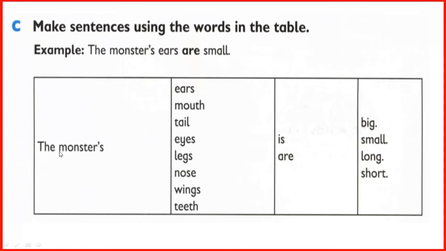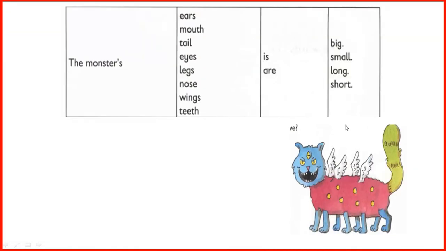Suppose like this. The monster's ears: is or are? Because it is plural, more than one, one ear, not two ears. The monster's ears. We use are. The monster's ears are big, small, long, short. Small. Yes, the monster's ears are small. You can make the sentences easily.